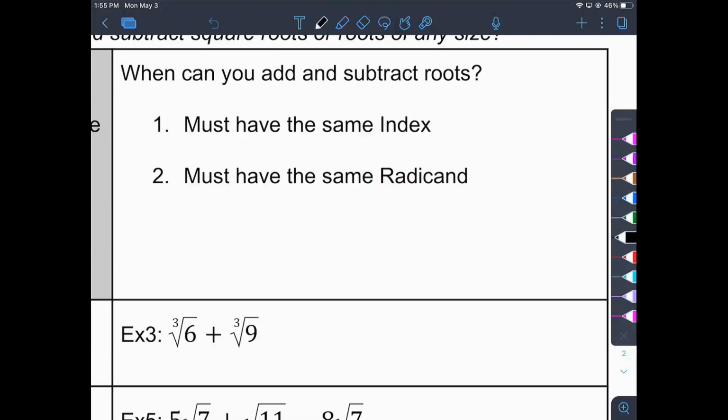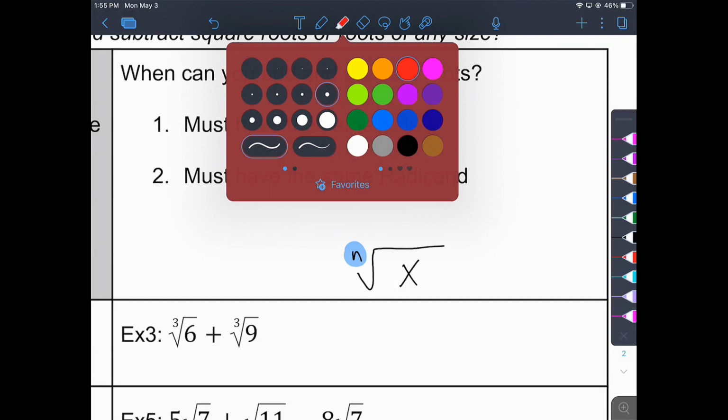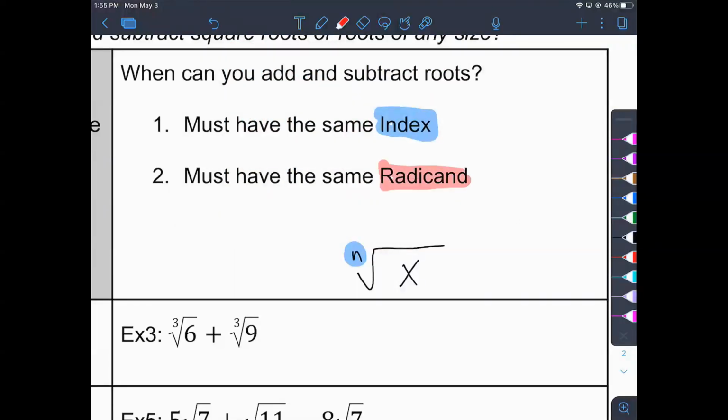So, for example, you need to have the same, oh, let me highlight these. I like this. We'll highlight the index needs to be the same, and the radicand, or what's underneath the symbol, needs to be the same on both of them. If they're not, then you can't actually add them together. And they have to stay as separate pieces.